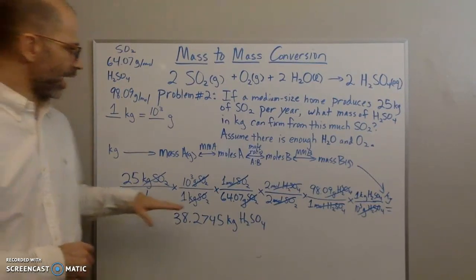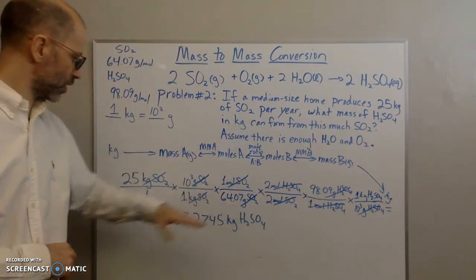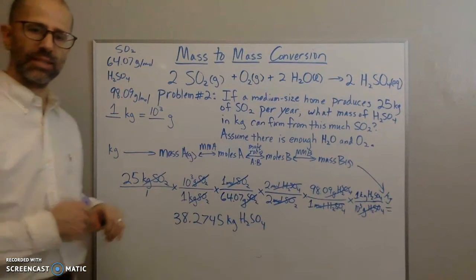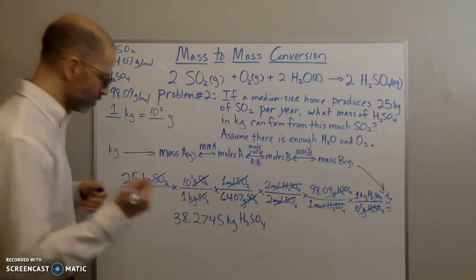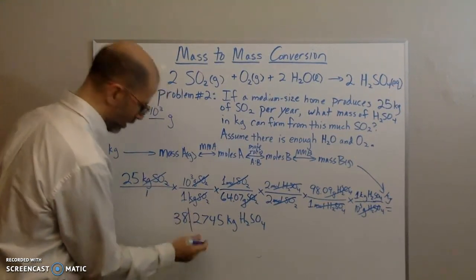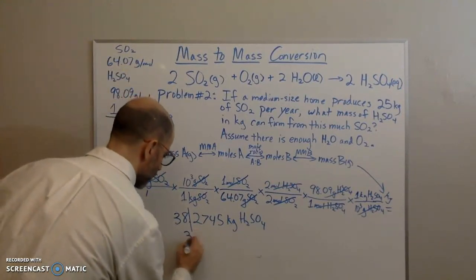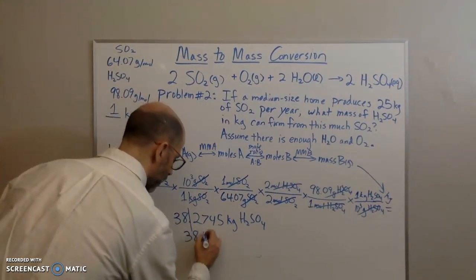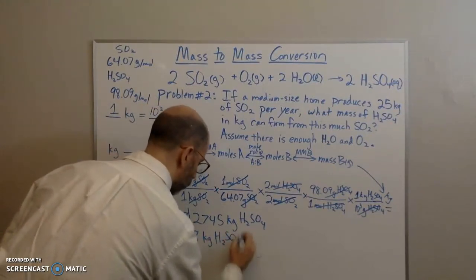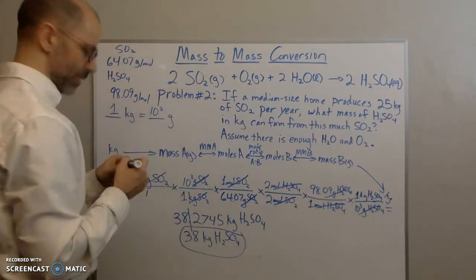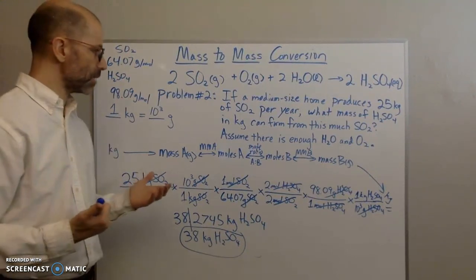Okay, so I have 4 sig figs here. I have 4 sig figs here, and I have 2 there. So the least number is 2, so I'm only allowed 2 sig figs in my answer. So I got to cut it off here. This is a 2, so this is going to stay 38. So the answer is 38 kilograms of H2SO4. And so that is the answer that I would report, and that's it.